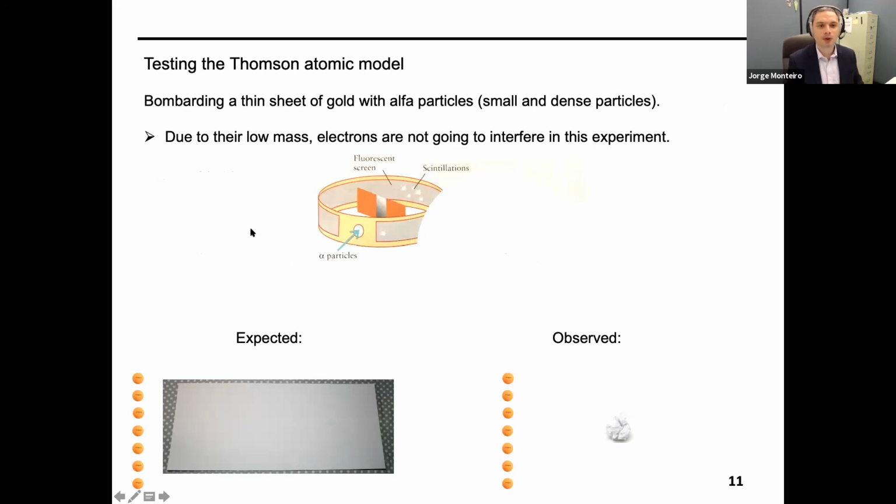Okay, so now that we have this new Thomson atomic model, the next step here is to test the model to figure out if this is a good model that's going to explain everything, or if we have any flaws and we need to adjust the model.